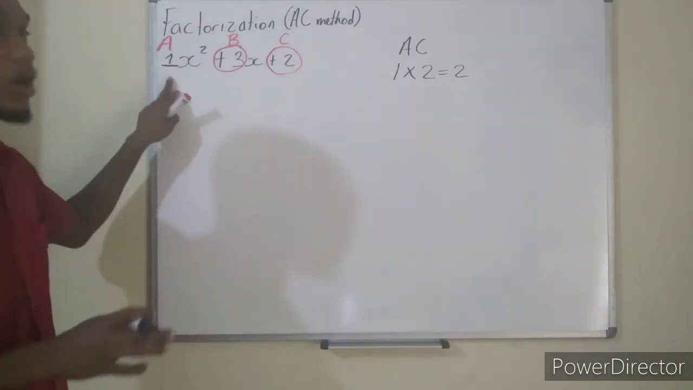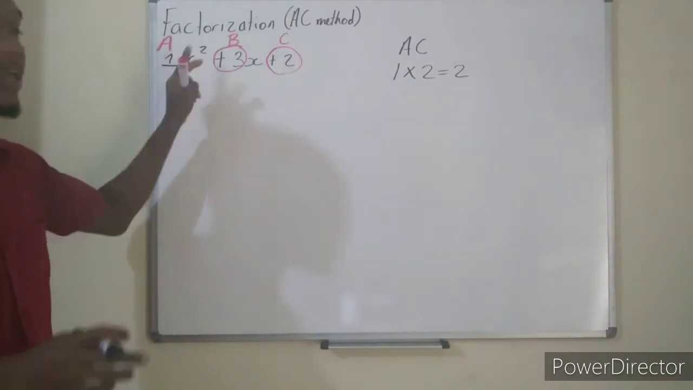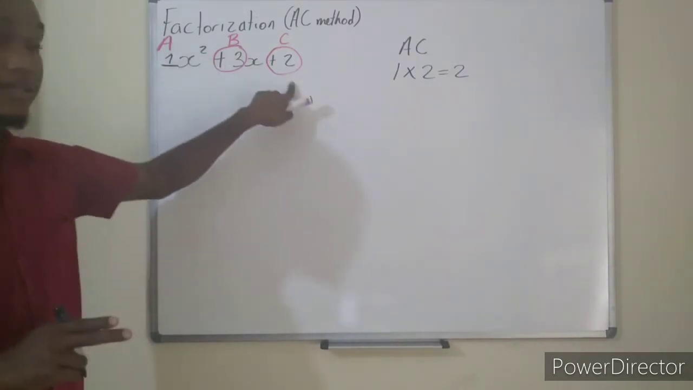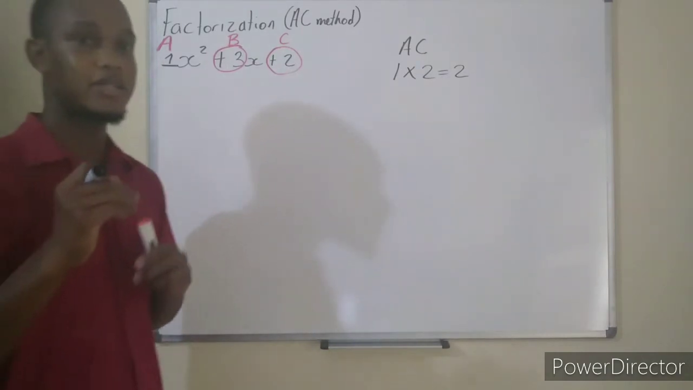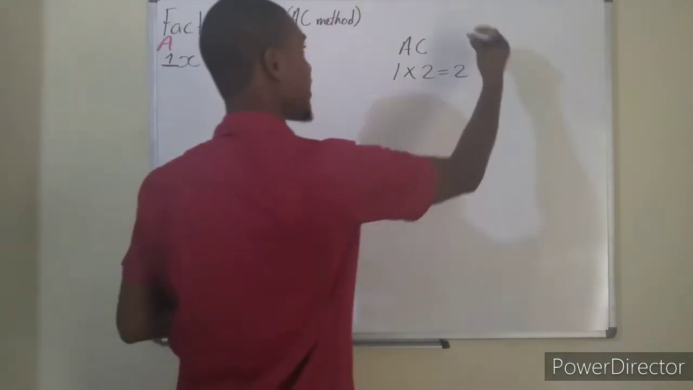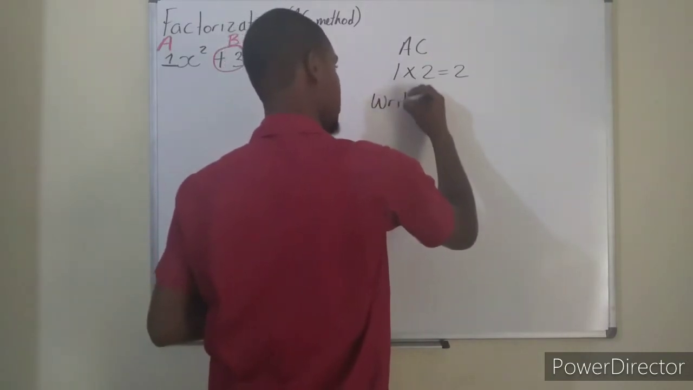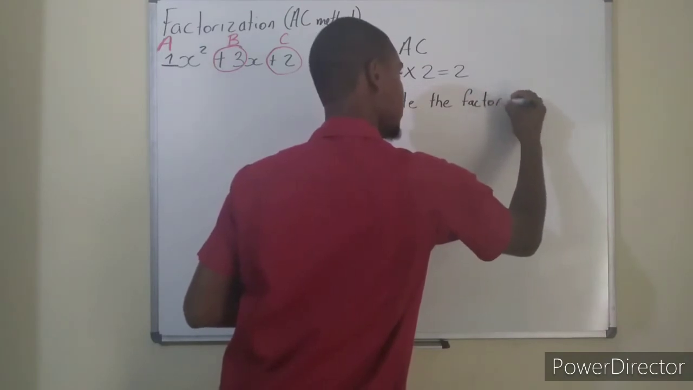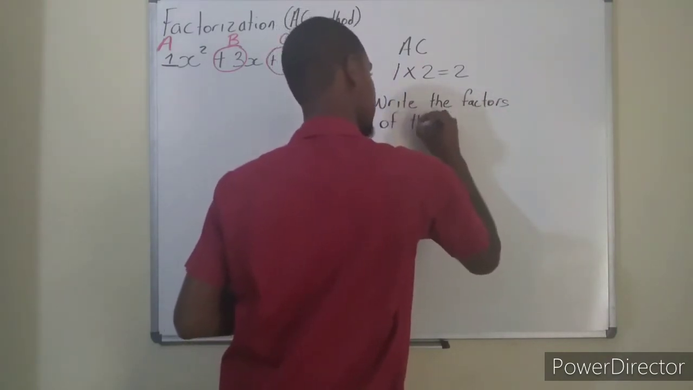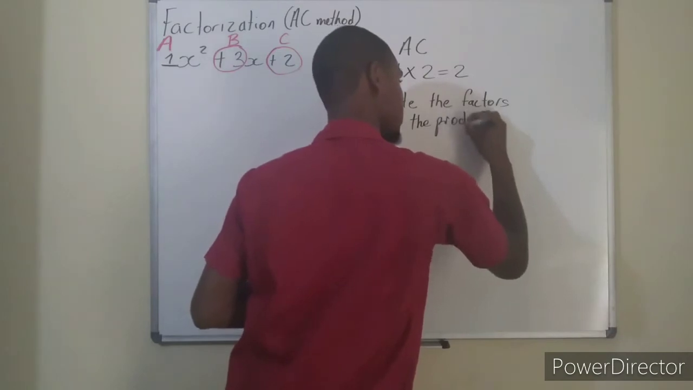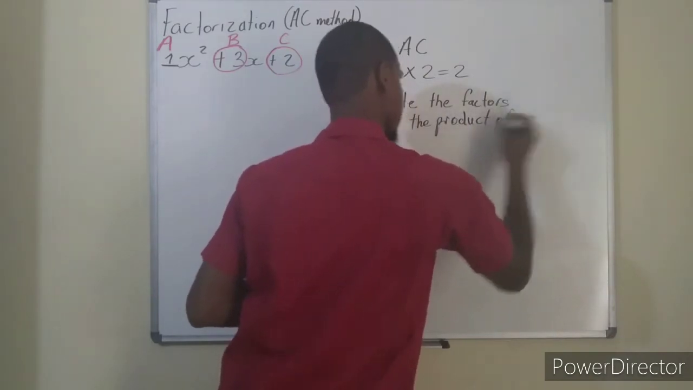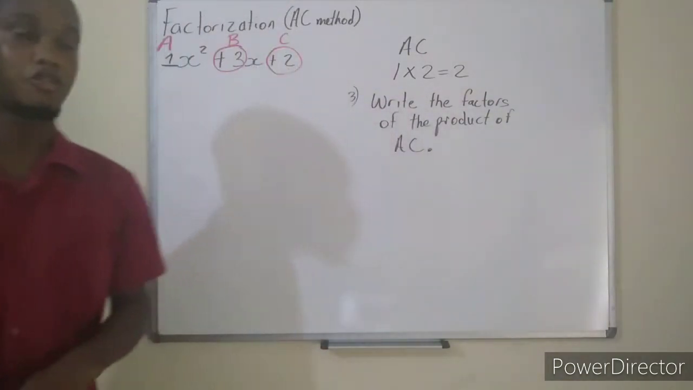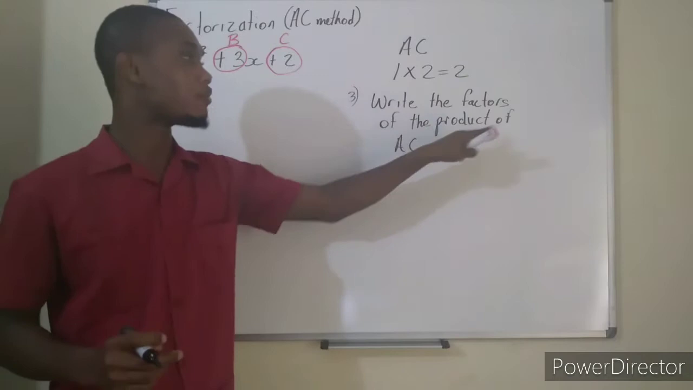Step 2. So step 1, label your values as A, B, or C. Step 2, multiply A by C. Now for step 3, write the factors. So step 3, write the factors of the product of AC.